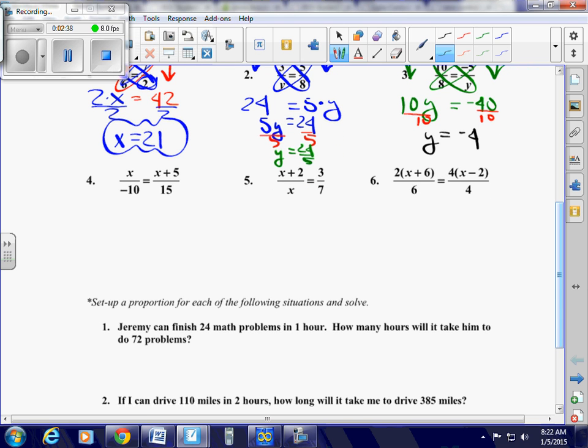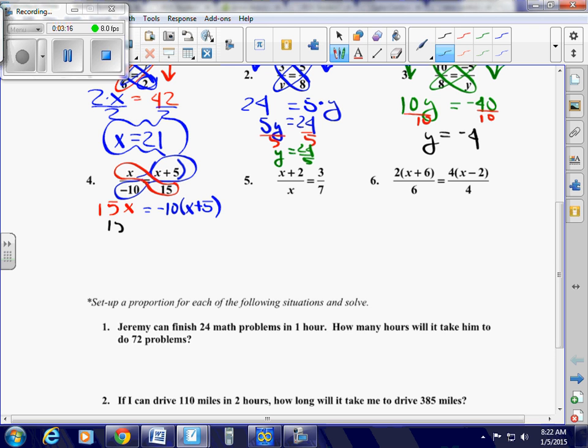Here's where the problems get a little bit more complicated, is that when you actually have two terms in this numerator, you're still going to be multiplying the negative 10 that's in this denominator times this numerator. But how are we going to show that? Well, we're going to be taking negative 10 times x plus 5. That's going to entail using the distributive property. We're still going to be taking 15 times x, and we get 15x.